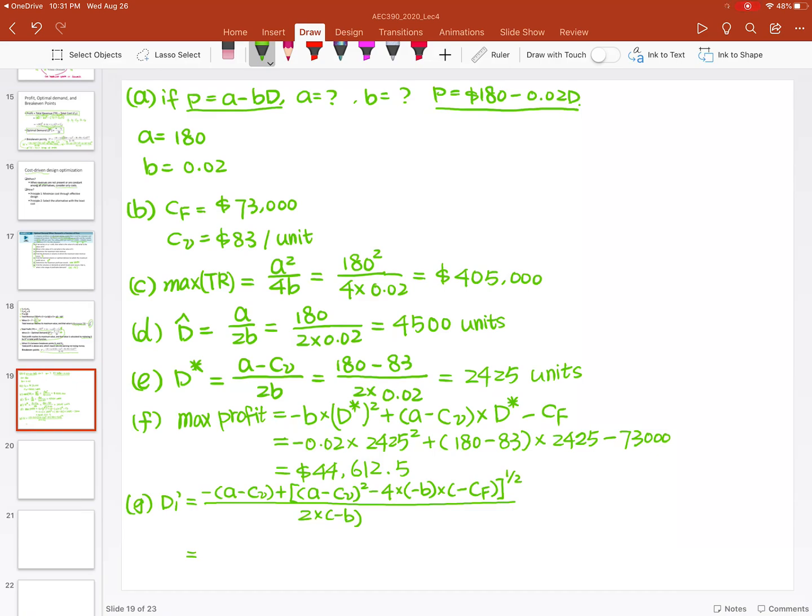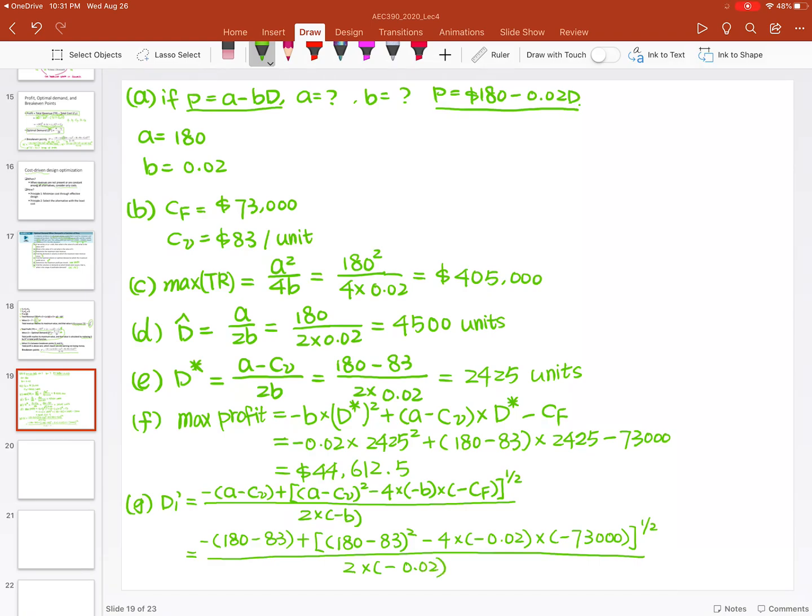Okay, now if we replace these letters by the values, it's going to be minus 180 minus 83 plus the square root of 180 minus 83 square minus 4 times minus 0.02 times minus 73,000, to the power of 1/2, divided by 2 times minus 0.02. And if you calculate this out, D1 prime is going to be 932.